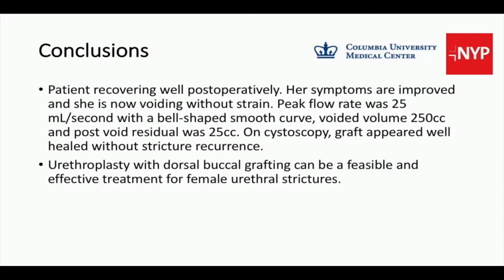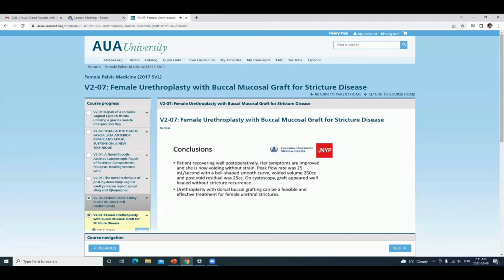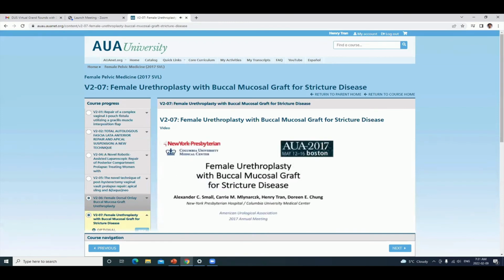In summary, urethroplasty with dorsal buccal grafting can be an effective treatment for female urethral strictures.